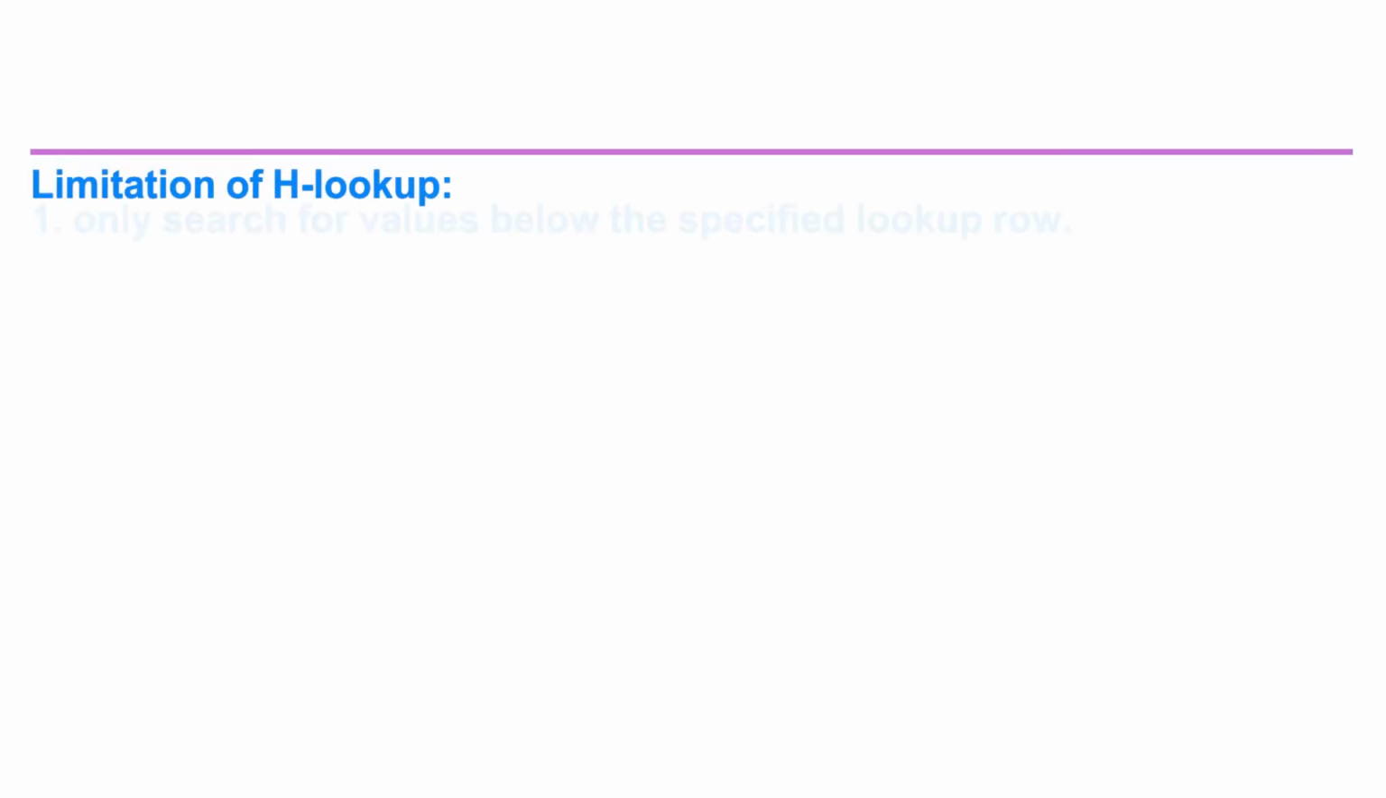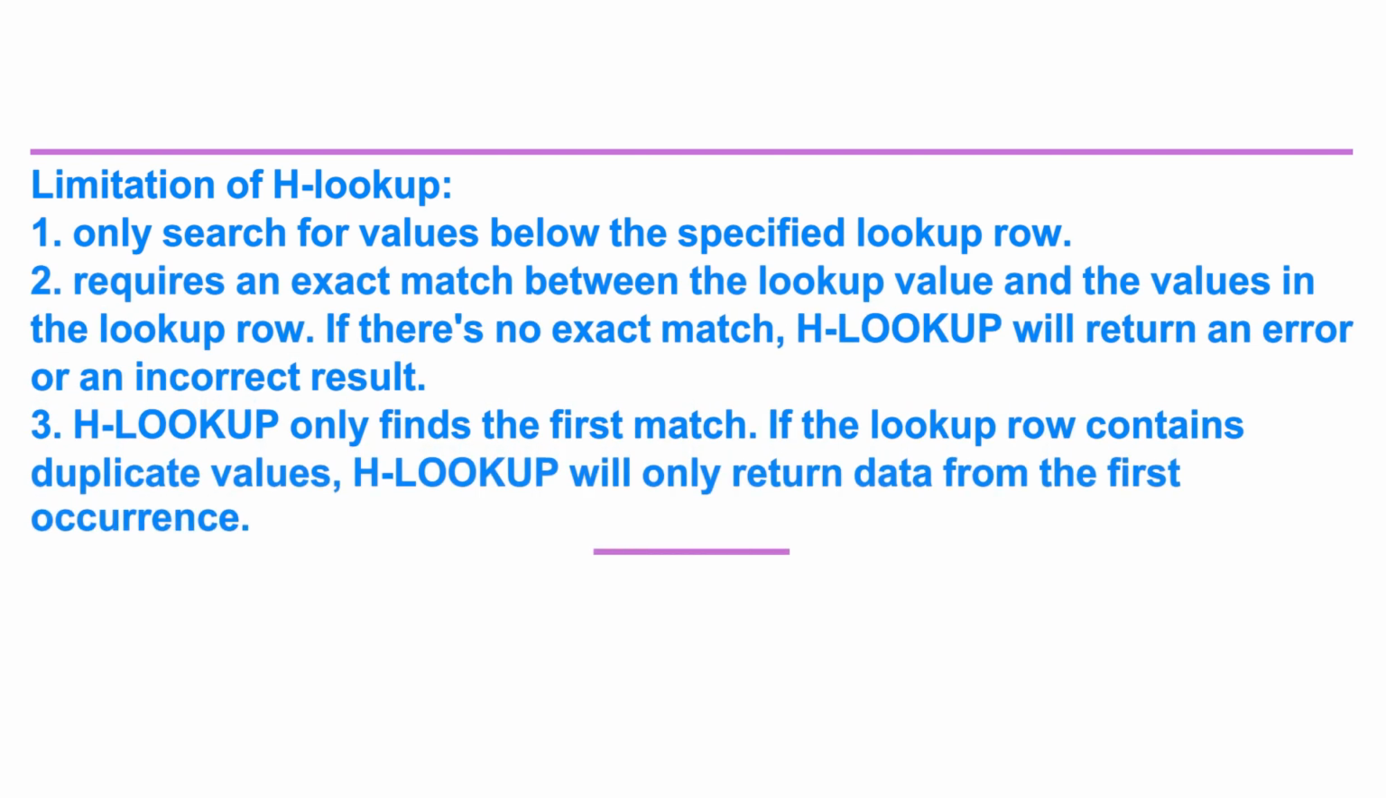However, it is crucial to understand the limitations of HLOOKUP. HLOOKUP can only search for values below the specified lookup row. For example, if we want to search for an employee's name based on their salary or hire date, HLOOKUP wouldn't be suitable. It's restricted to searching downwards from the specified lookup row.